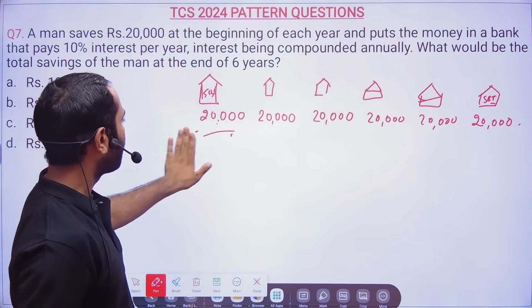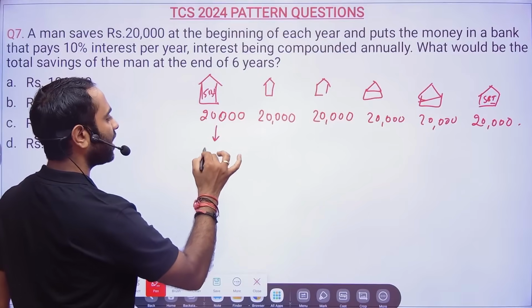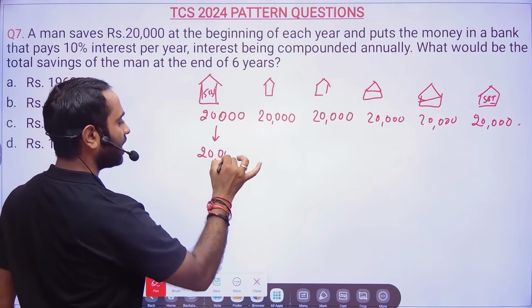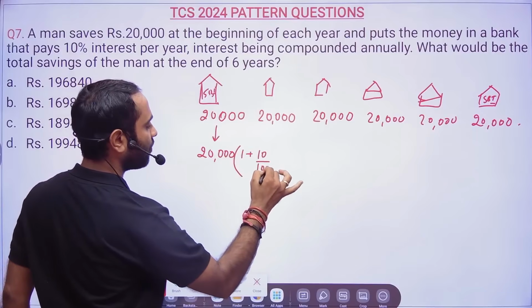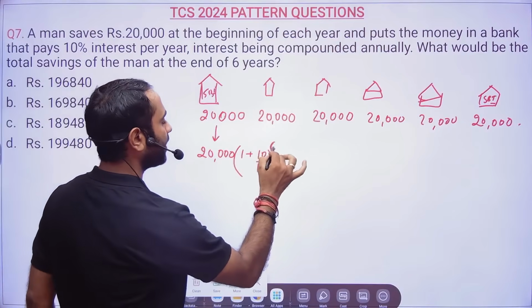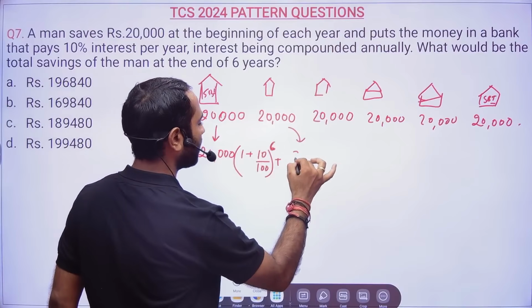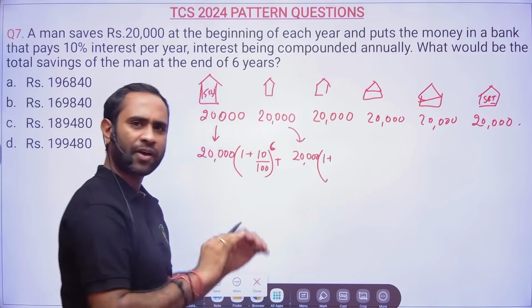Now when the first time you put, for the 6 years how much interest will you get, sir? In 6 years how much will you get? Into 1 plus r by 100, this is the formula. So this is 6 years. Now the second year when you are going and putting, how much will the bank give you? 20,000 into 1 plus 10 by 100.